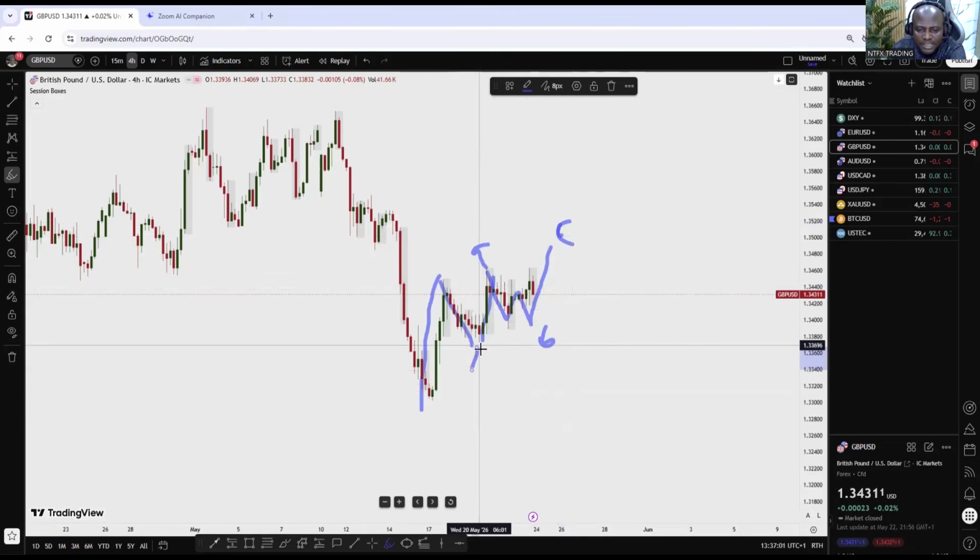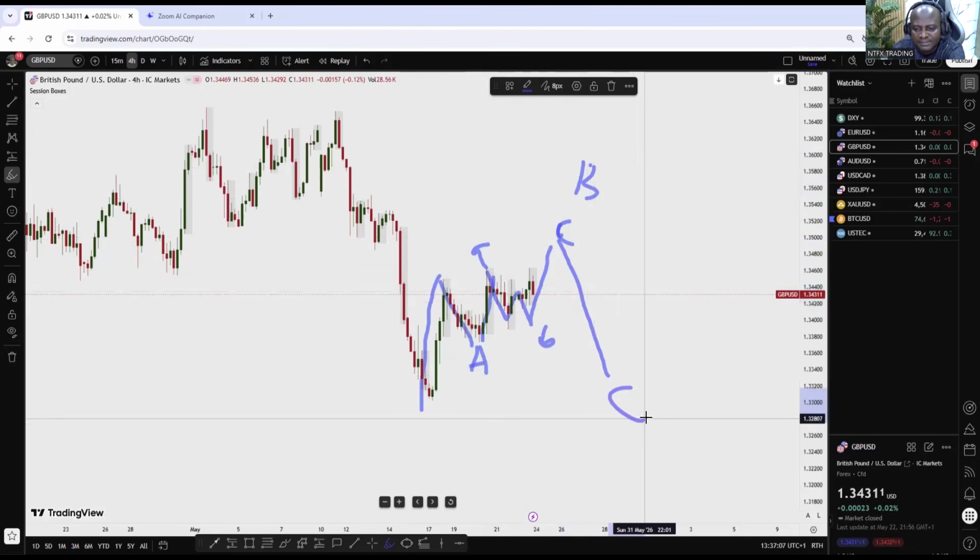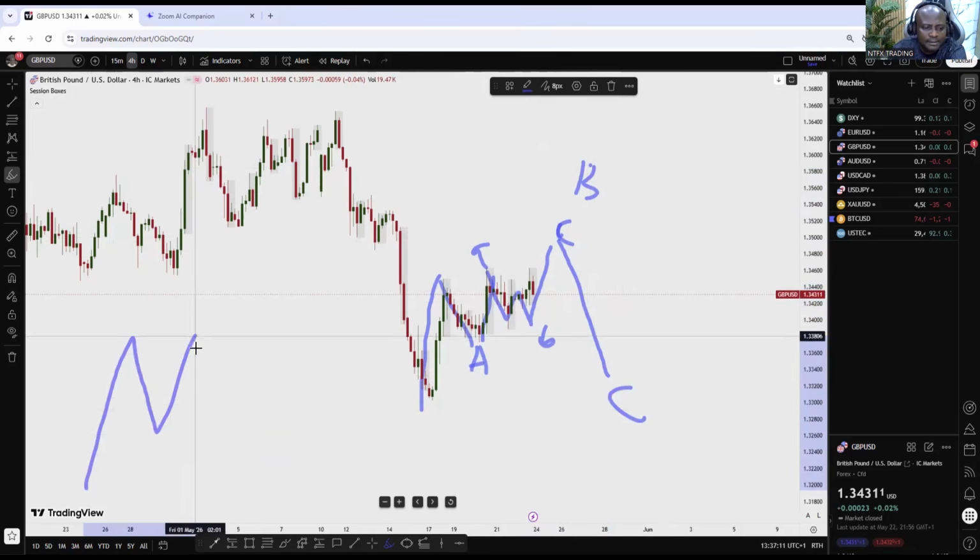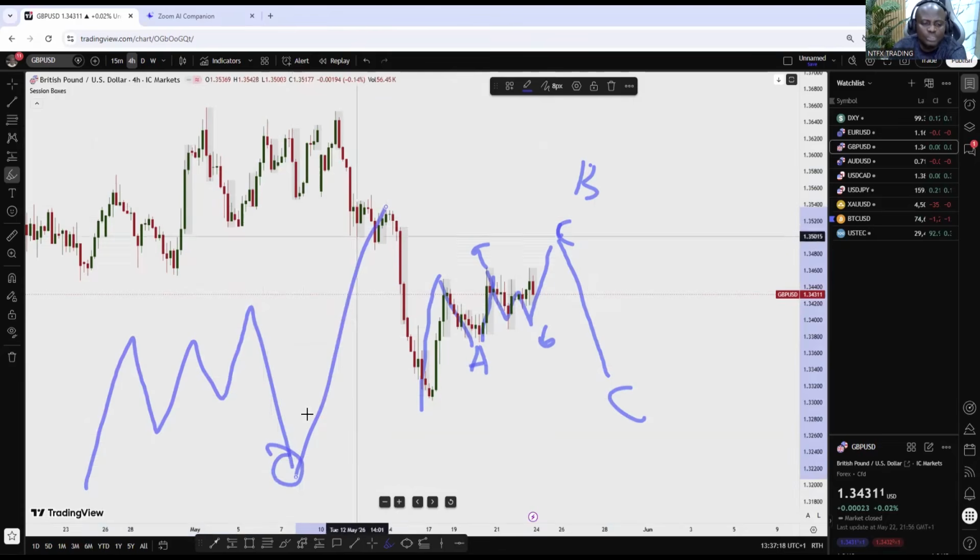This becomes a big A, big B, and then you must have a big C. So you now have a case like this: up, A, B, and C. This becomes an expanding flat to the upside. This is exactly what I'm expecting. This is the structure I'm expecting from GBP USD.